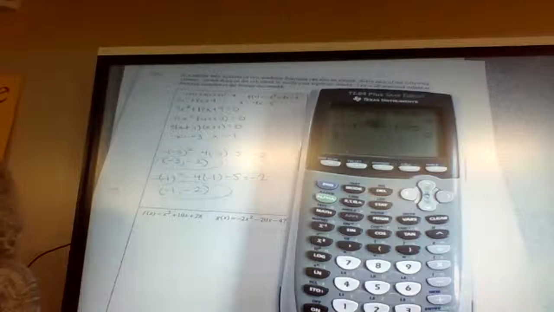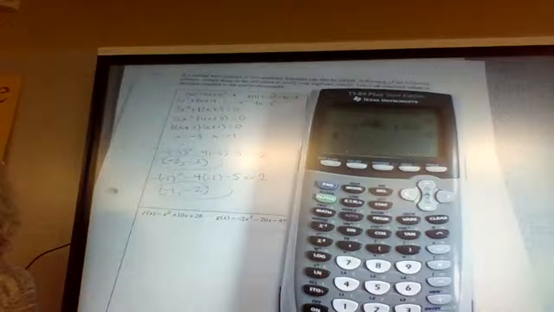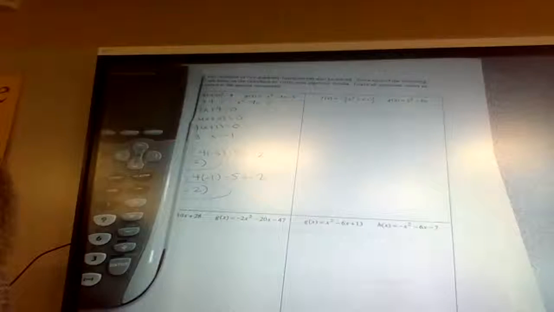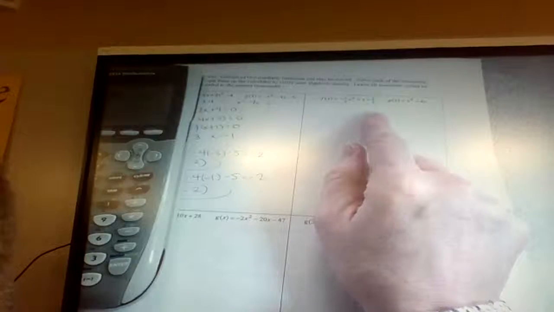All right. Is that easy? Yes? No? I think it's pretty easy. Okay. So let's try this one. Get it to equal 0 and stop.